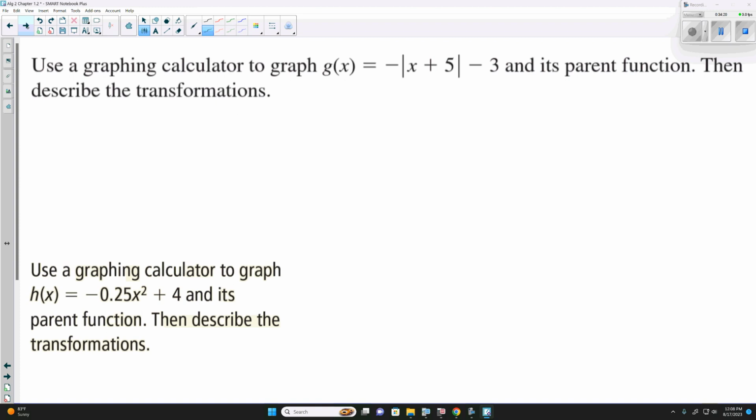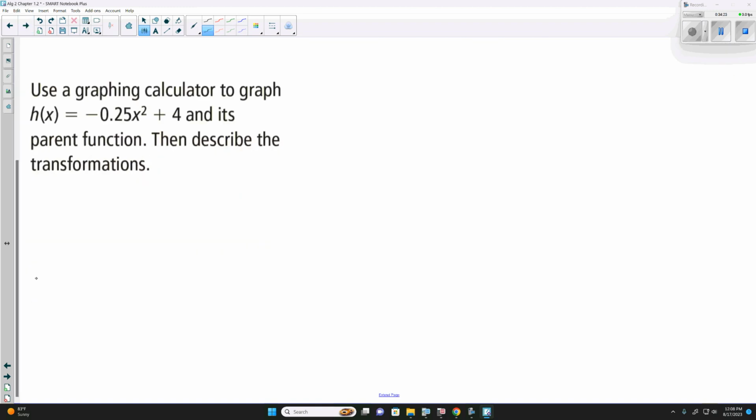I want to look at the second one here, the second one on this page. So our function is this here. Now this is, again, a quadratic function. This time we have 3 transformations. The first one we're going to look at is the negative 0.25. Again, the negative in front of an x squared represents what? A reflection. The 0.25 does not connect to the reflection.